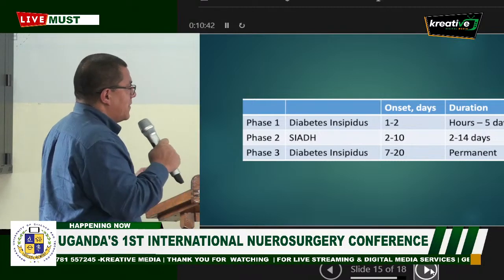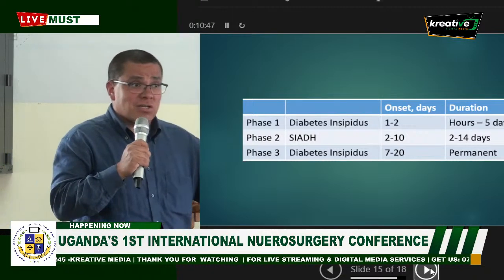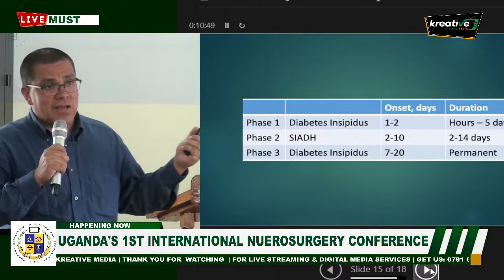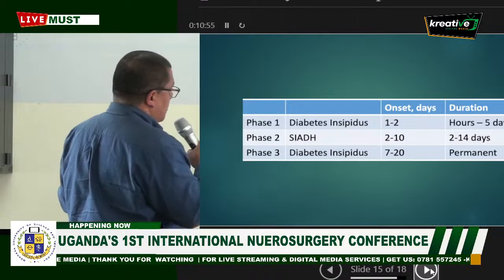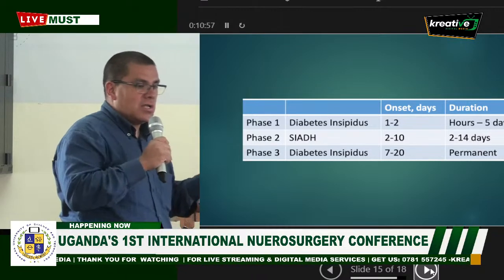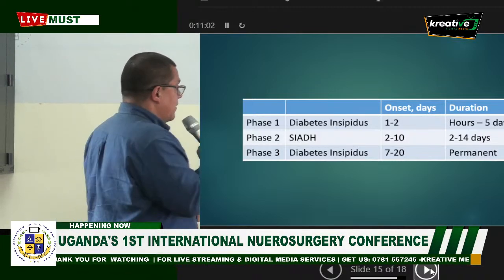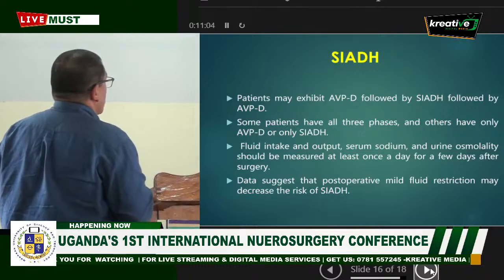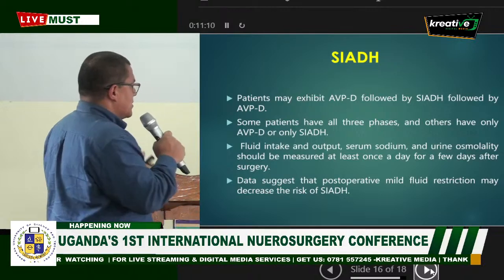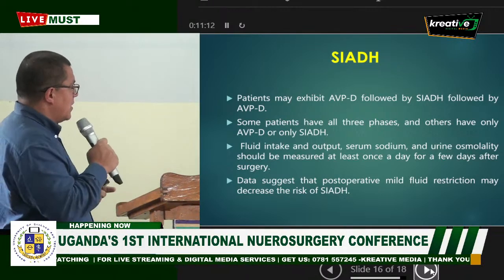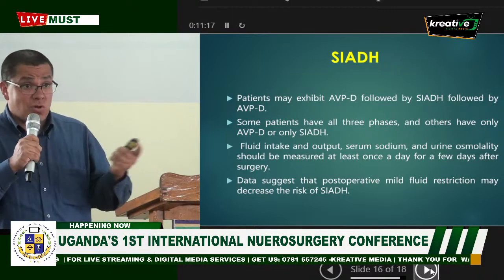So you can have, like I said, different phases. I think the one that I've seen the most in our patients is DI followed by SIADH. SIADH is not as dangerous as DI, as you know, because they don't drop the sodium levels that much, and sometimes they actually get discharged when they have mild SIADH and follow up with the endocrinologist or with us shortly afterwards. When they do develop SIADH, fluid intake, sodium, and urine osmolality need to be monitored as well. A mild fluid restriction can be used too, and sometimes the patients go home on that regimen.